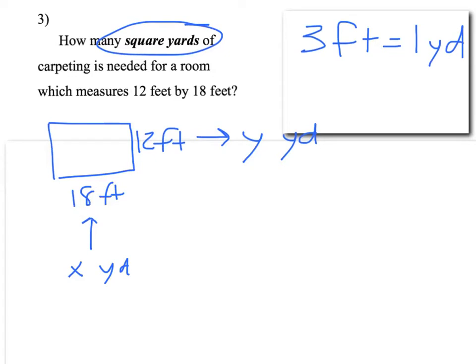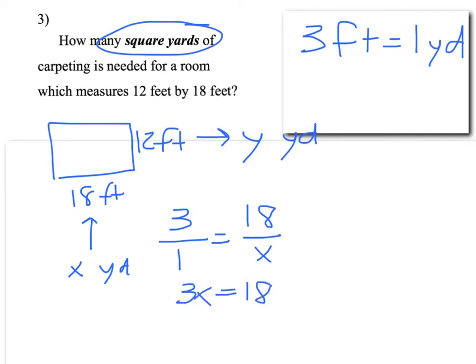So if I set up a quick proportion, 3 feet is to 1 yard as 18 feet is to X yards. And this is what we're working on in class. Cross product, we get 3x is equal to 18. Divide both sides by 3, x equals 6. So I know another unit that 18 feet is the same as 6 yards.